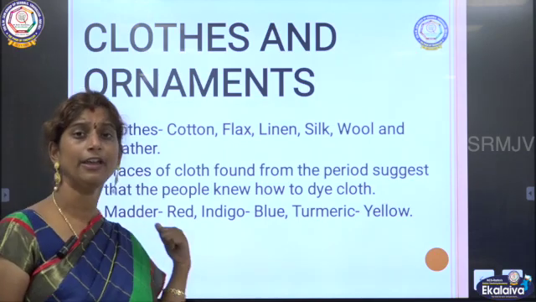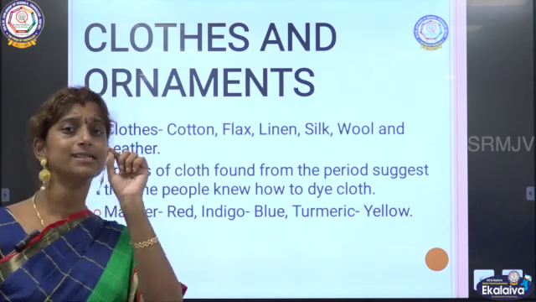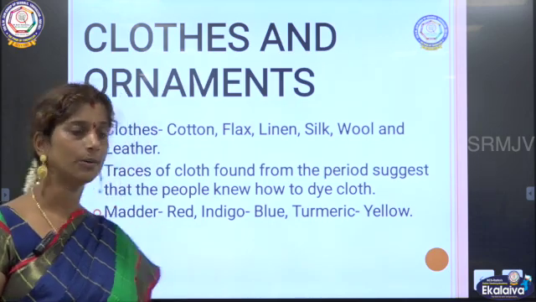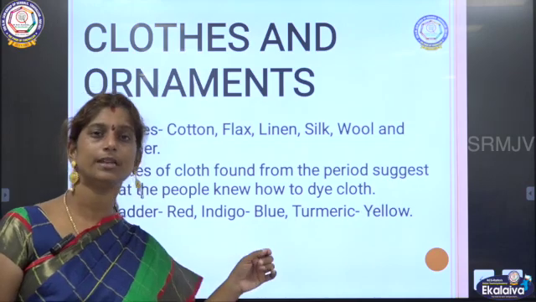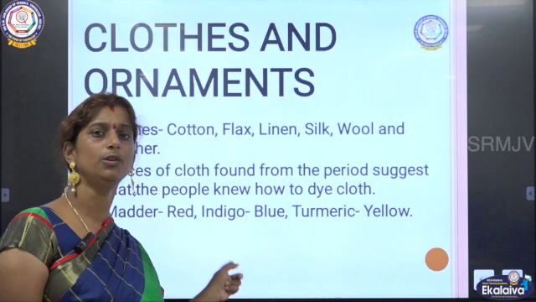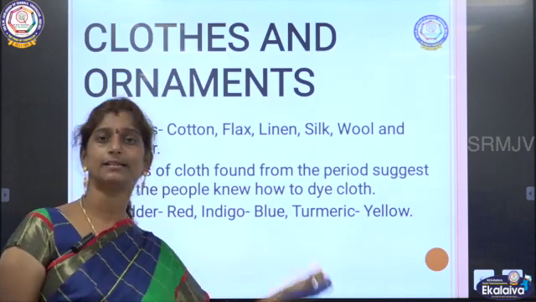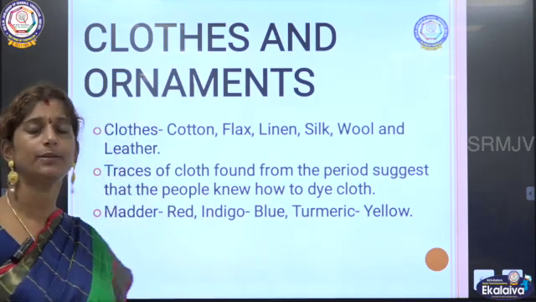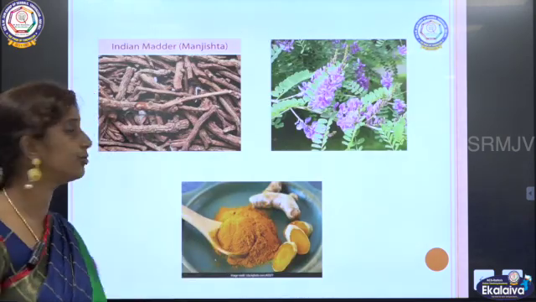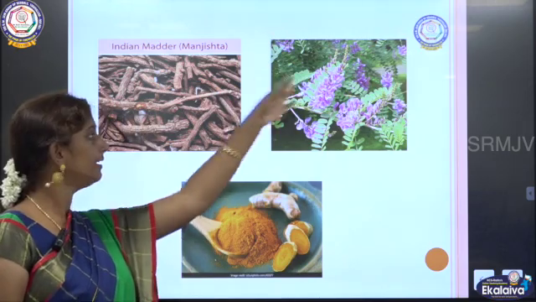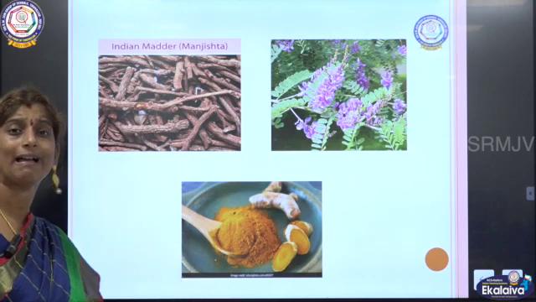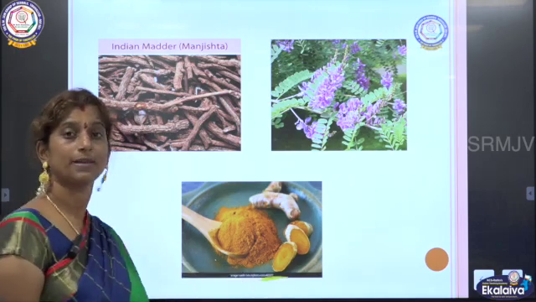Then, here you can see the madder. Madder is a stick-like substance which will give red color when it is powdered. Okay. So, with that red color was given, and then the indigo, it is a plant, a flower-like thing which will give blue color, and then the turmeric, which we know will give yellow color. So, this is how they started adding colors to their cloth. Here you can see madder, indigo and then turmeric, right. All these were added to the cloths to give colors.